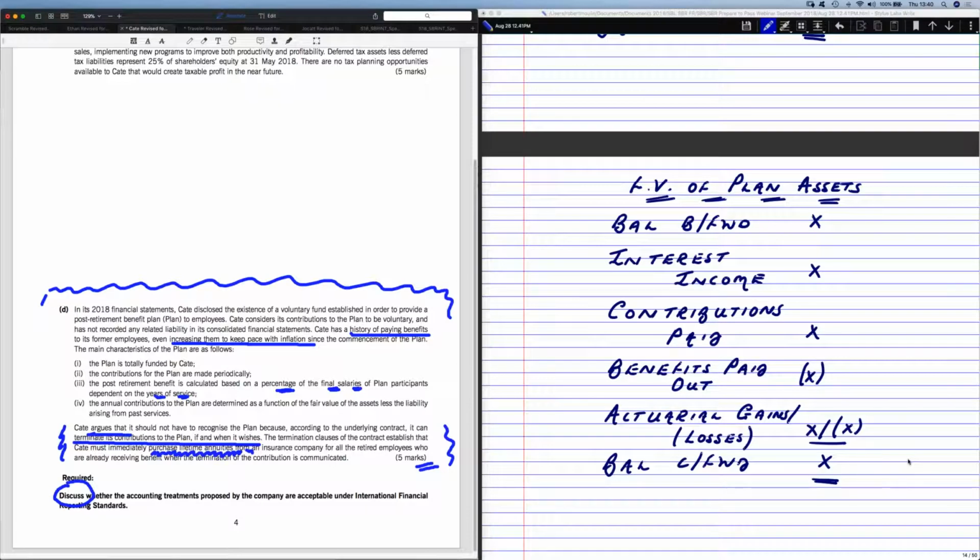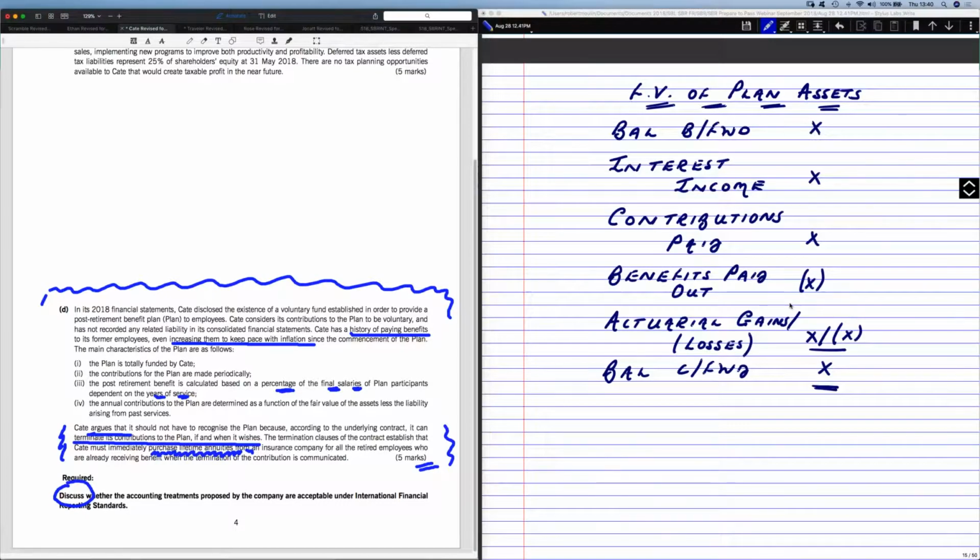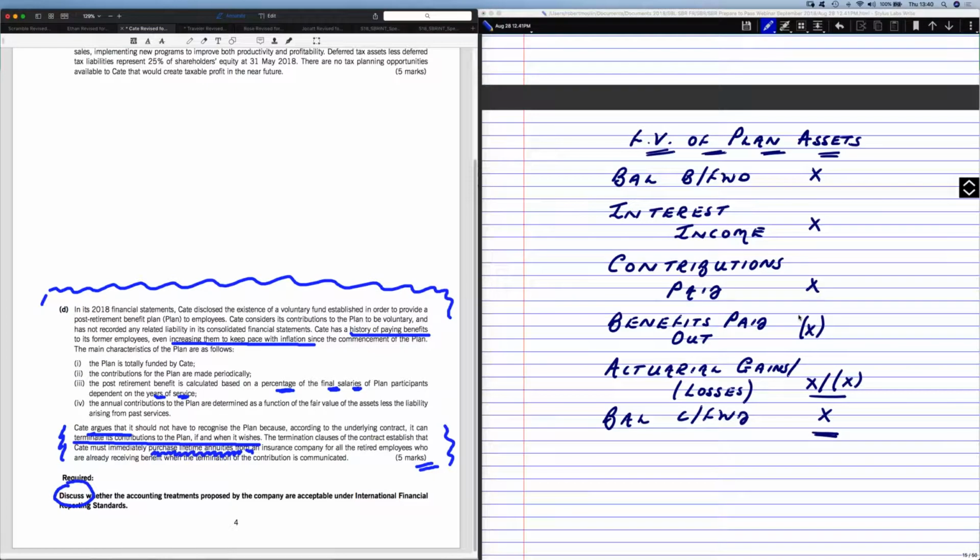Remember, with the DC scheme, there's basically one expense, and that expense is the contributions payable. With the DB scheme, it is far more complicated, because the liability for each year is primarily based upon a variety of very complicated assumptions, in general determined by the actuary.